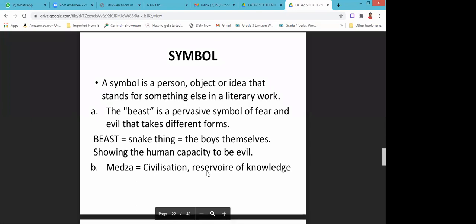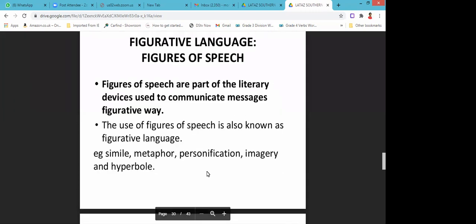Medza in Mission to Kala is a symbol of civilization and a reservoir of knowledge for the people in Kala, since he's educated and everyone knows that he's an educated man and wants him to be part of their family and community. What other techniques can we look at?